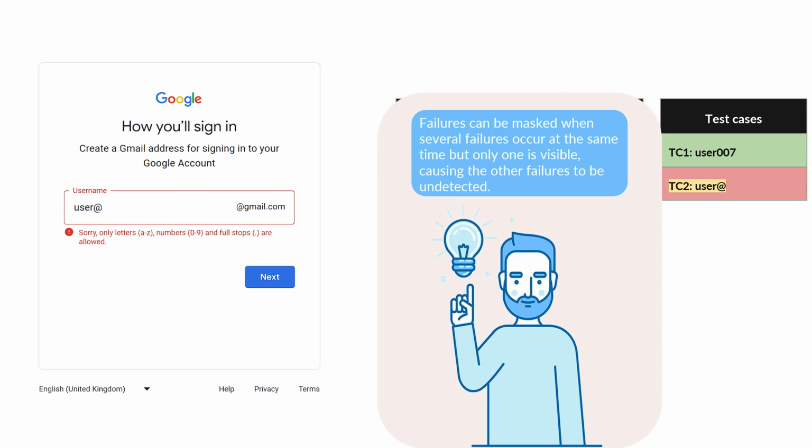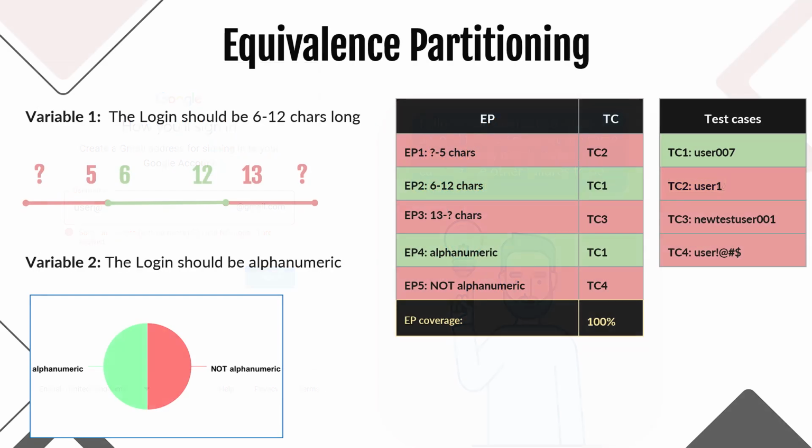We hope this example will help you understand why failures can be masked when several failures occur at the same time, but only one is visible, causing the other failures to be undetected. That is why we need 4 tests for 100% test coverage.